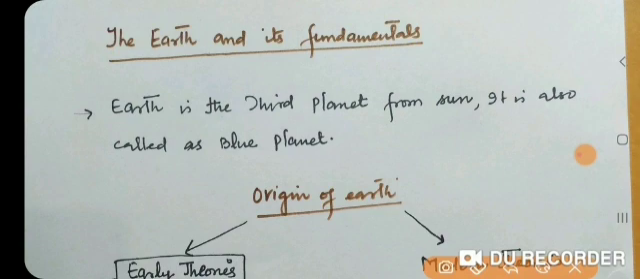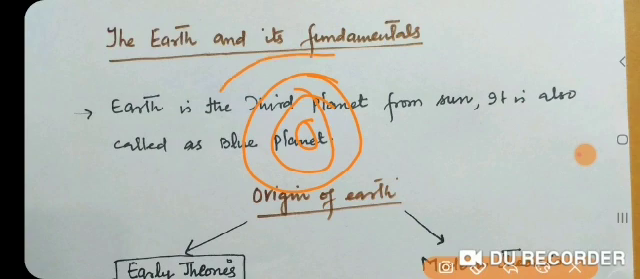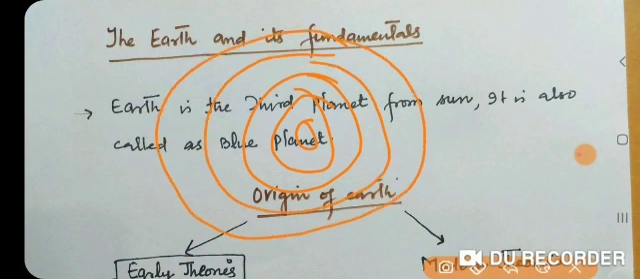We have 8 planets. This is the sun. The first one is Mercury, then Venus, Earth and Mars. These 4 planets, Mercury, Venus, Earth, and Mars, are called inner planets. So, Earth is an inner planet.